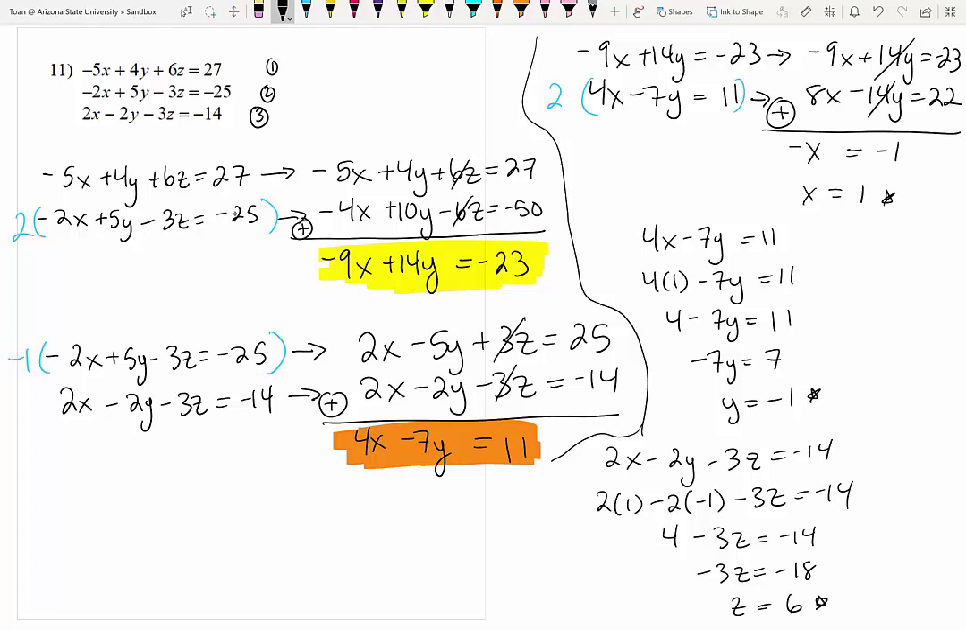So there are our three values. But remember, solutions are points. So we have to write it in alphabetical order, x, y, z. So my answer is going to be 1, comma, negative 1, comma, 6.